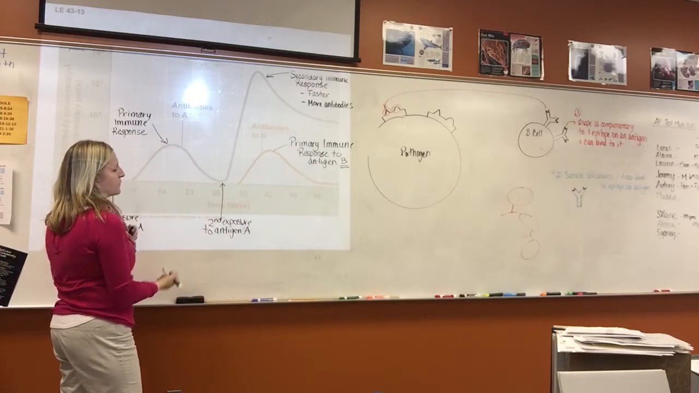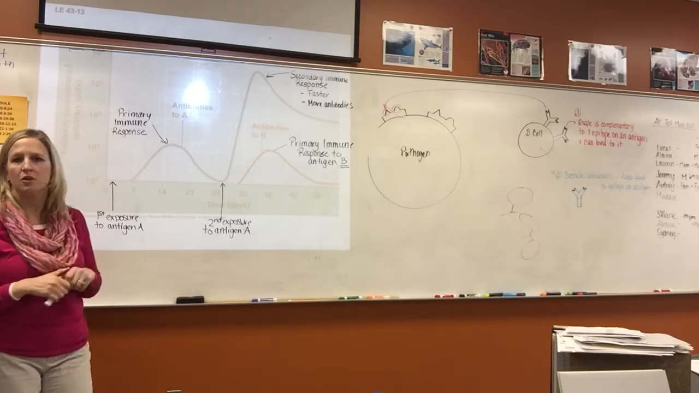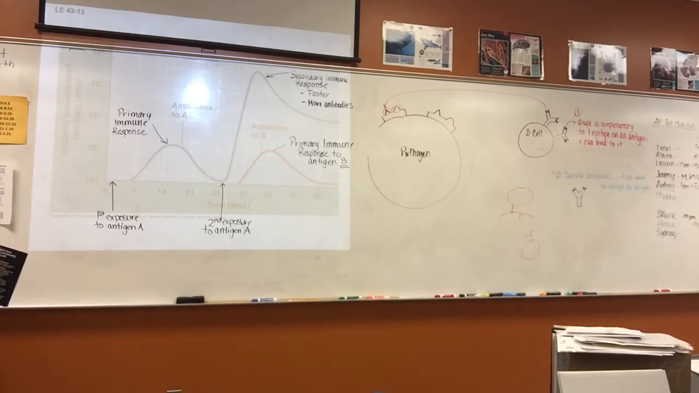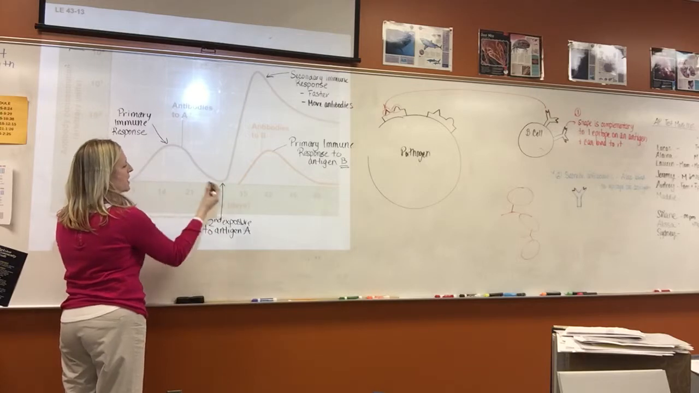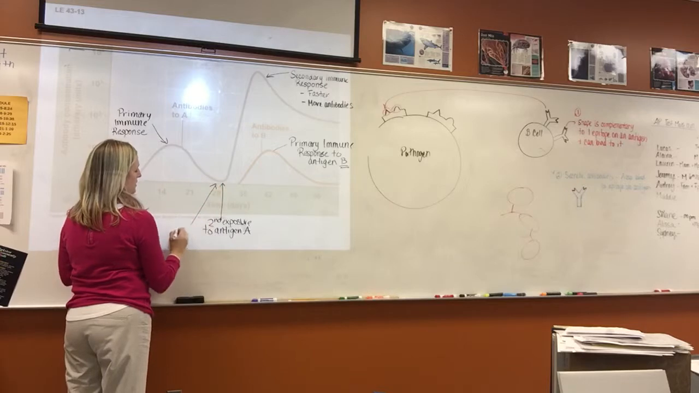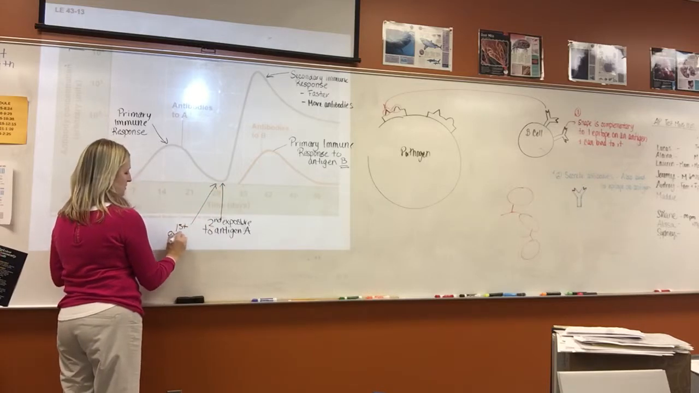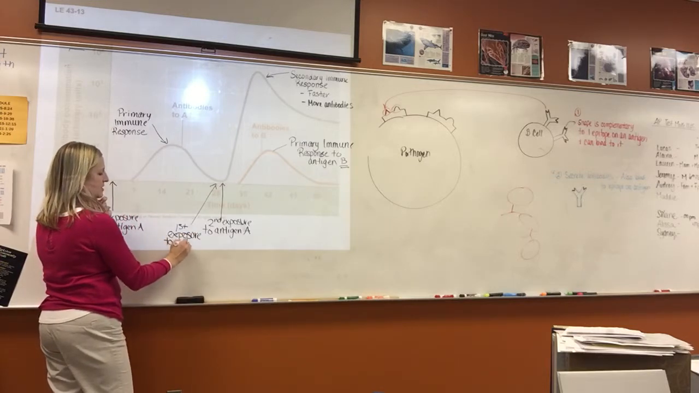And so where would my first exposure to antigen B be, do you think, on this graph? Roughly. Probably like 28 or a little bit before where it starts to come up. Okay, probably around 28, somewhere before where it starts to go up here. It's not an exact science here, so I'll just put here first exposure can range to antigen B.